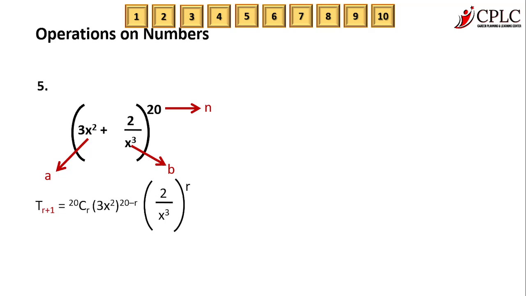But we can still apply the same formula, that is Tr plus 1, which is nCr a raised to n minus r and b raised to r. Let's again rearrange the terms a bit, keeping the constant terms together and the variables together. So x raised to 40 minus 2r, because x raised to 2 and 20 minus r will be multiplied, and x raised to 3 and x raised to r will be multiplied, which gives you x raised to 3r.